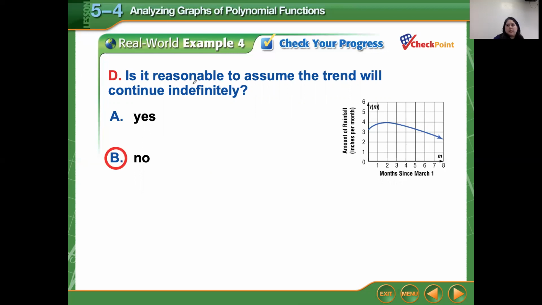As we all know, this doesn't continue indefinitely, and the key word here is indefinitely. Some things we look at are that we have seasons. We have a rainy season, we have a dry season, we have droughts, and then there are times when monsoons or hurricanes come in and we have lots and lots of rain. So it's not something that's just going to continue to drop, but it's likely to go back up based on seasons.